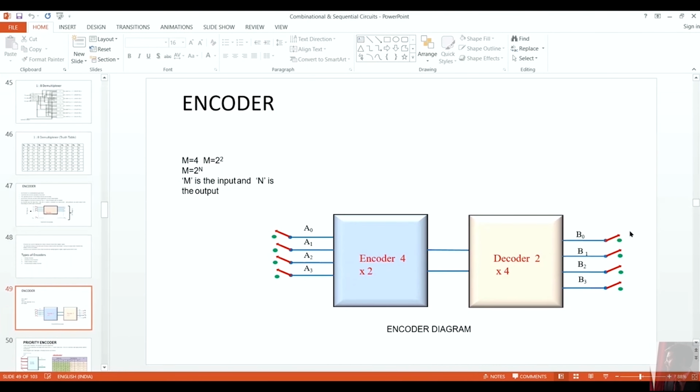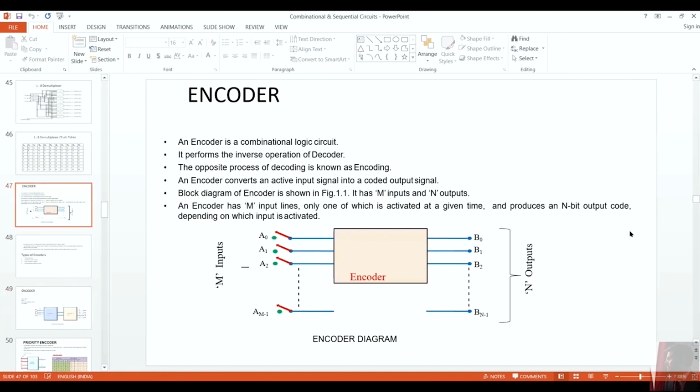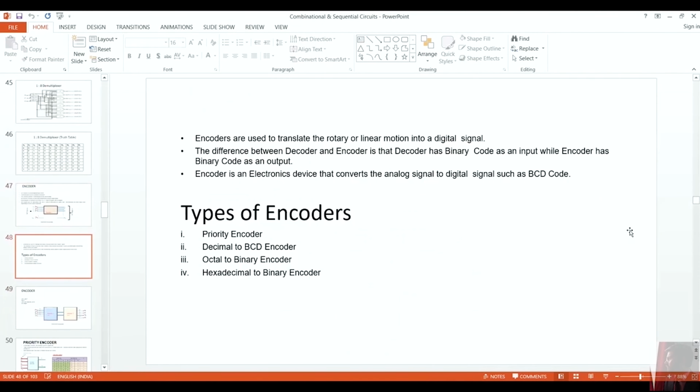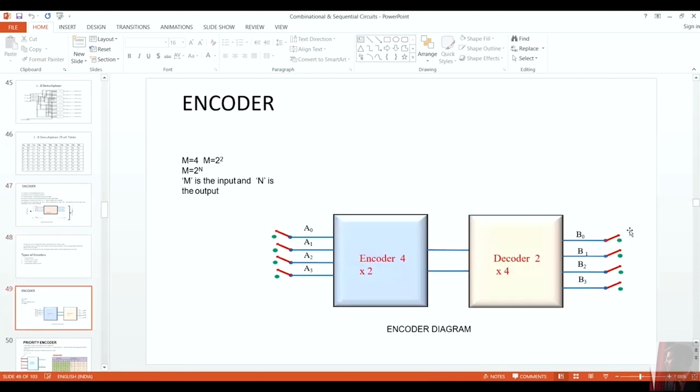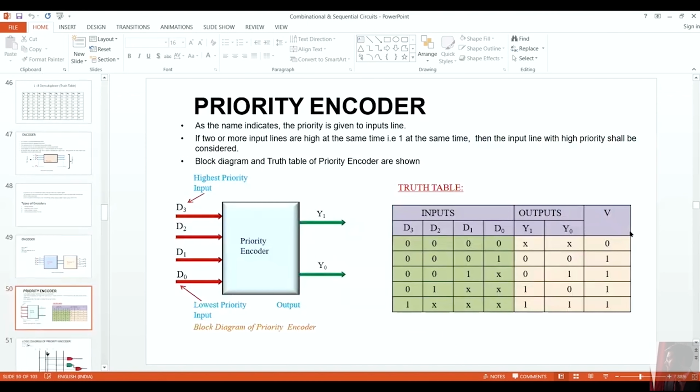So when we talk about encoder, you can see M is equal to 4. What is M? M was your input. If you don't remember, I will take you back. Just see over here: M as an input and N as an output. So M is 4, so 2 raised to power 2. How many select lines would I use? 2. And the output would be N output.